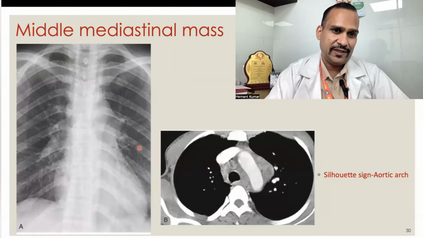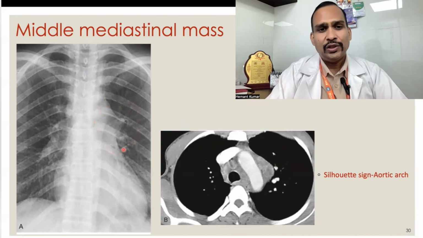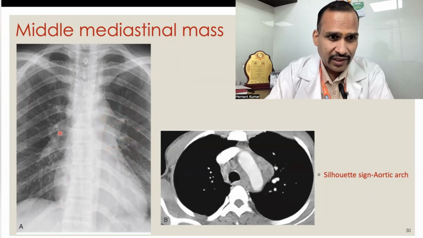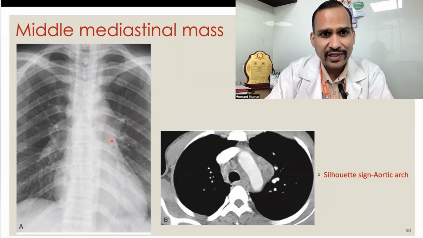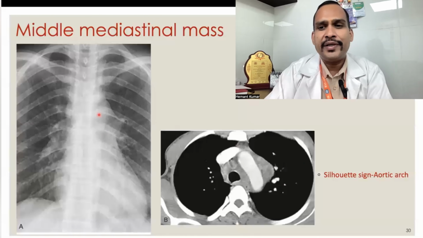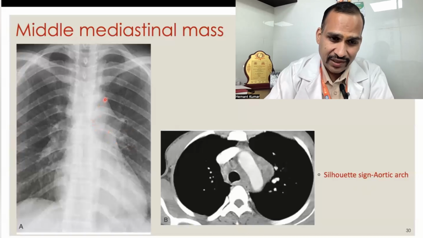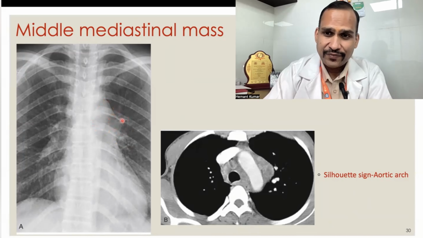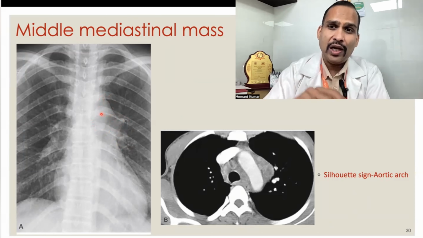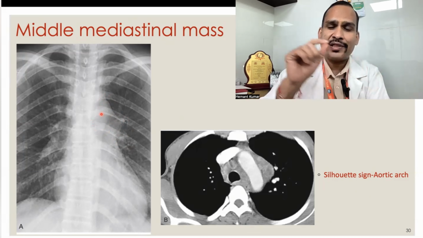Now see this X-ray. So this is the abnormality. Can you see the abnormality? Can you see the hilar vessels? On the right side we can see, but on the left side we cannot see. So this is a middle mediastinal mass. And one more thing we can appreciate, that this opacity is obscuring the arch of aorta. And I told you the arch of aorta is in the middle mediastinum. So this is a middle mediastinal mass.